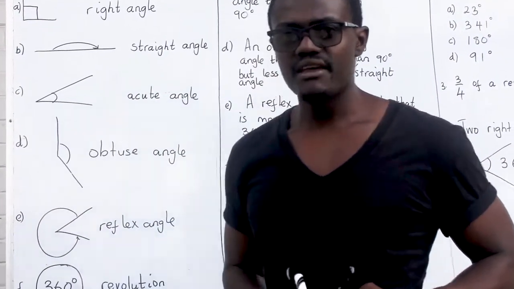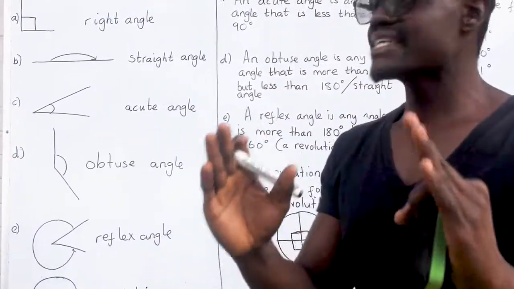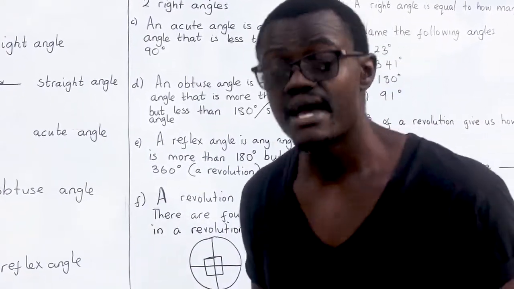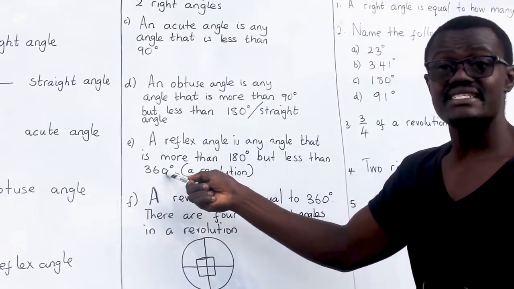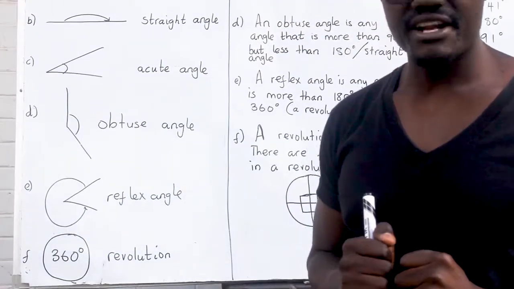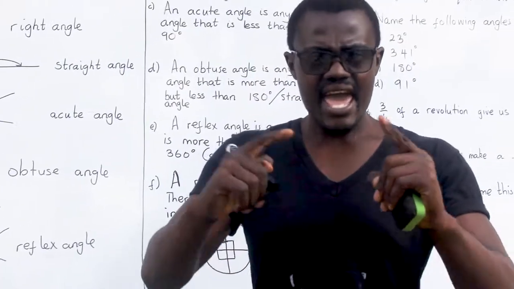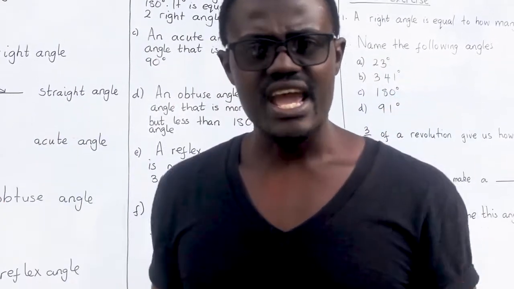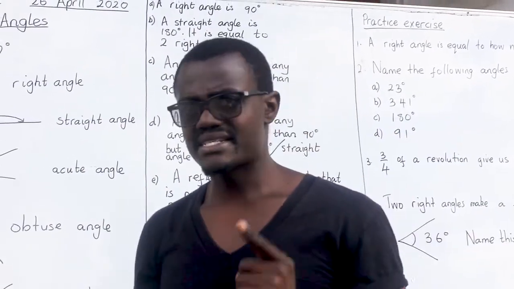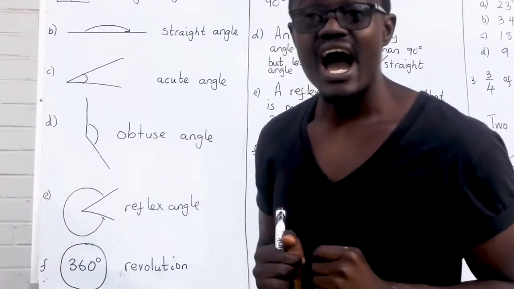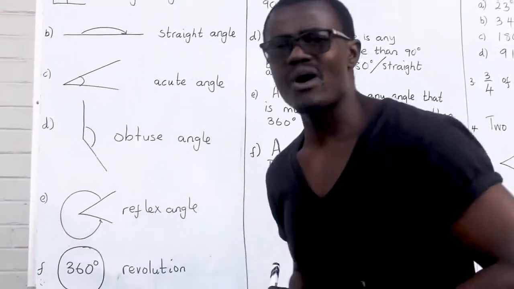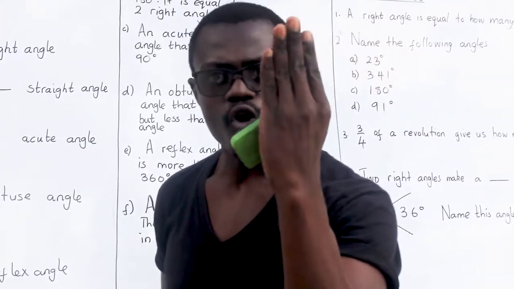On the fifth one, on E, this is a reflex angle. A reflex angle is any angle that is more than 180 degrees but less than 360 degrees. Then on F, this is a complete revolution. A revolution is the angle which is made up of 360 degrees. In other words, a revolution is a circle. A circle is made up of 360 degrees.